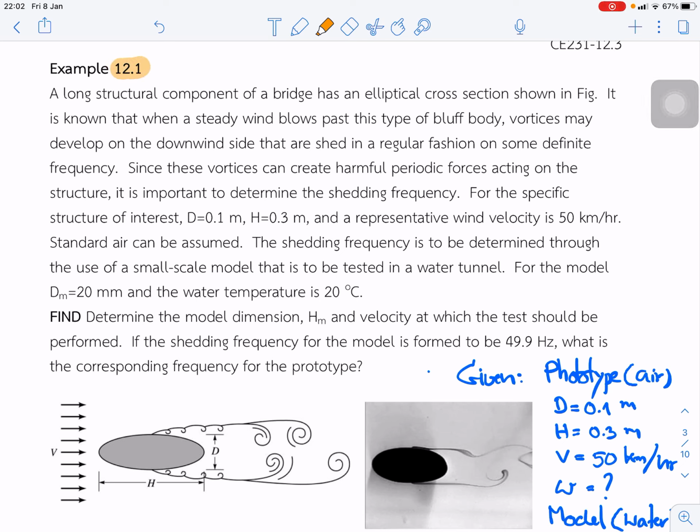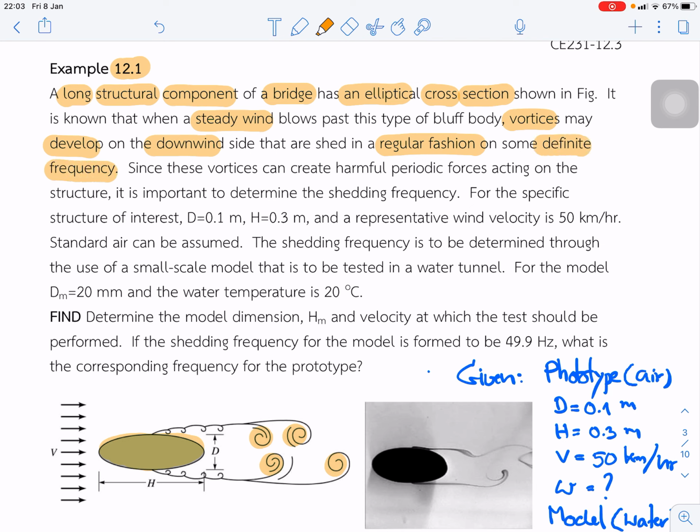Next, the first example along structural components of a bridge has an ellipse cross section shown in the figure below. So this is the ellipse cross section. It is known that when a steady wind blows past this type of bluff body, vortices may develop on the downstream side, and they are shed in a regular fashion at some finite frequency.